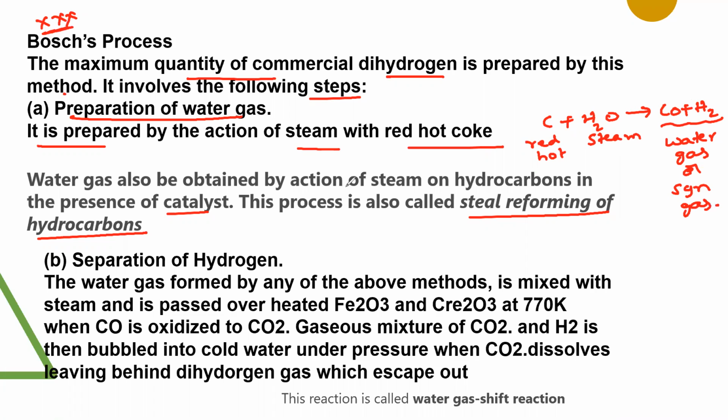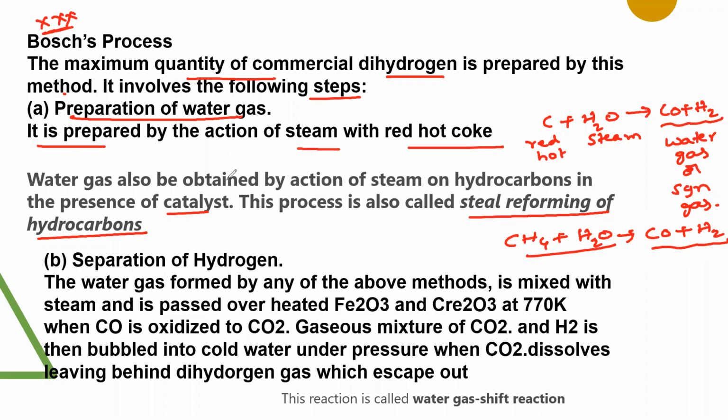Water gas can also be obtained by the action of steam on hydrocarbons, such as methane. So CH4 plus H2O forms CO plus H2, carbon monoxide and hydrogen. So this is nothing but syngas.